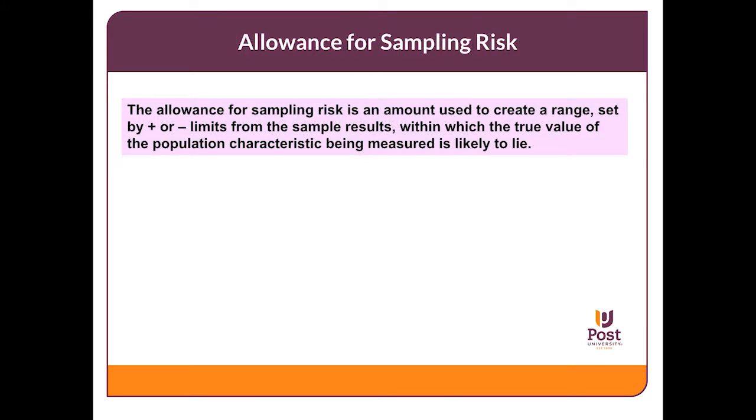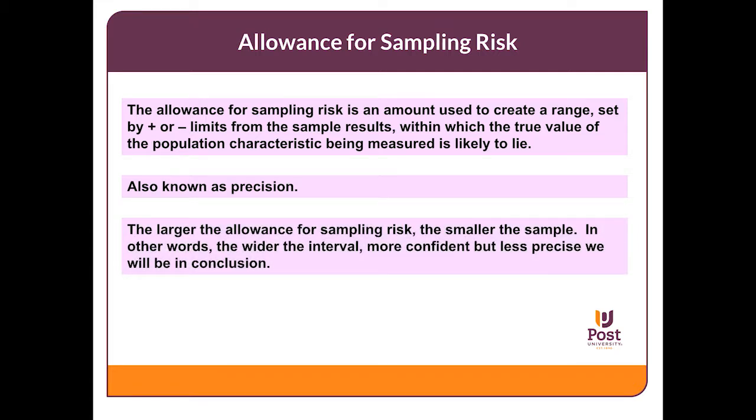The allowance for sampling risk is an amount used to create a range set by plus or minus limits from the sample results, within which the true value of the population characteristic being measured is likely to lie. It is also known as precision. The larger the allowance for sampling risk, the smaller the sample. In other words, the wider the interval, the more confident but less precise we will be in our conclusion.